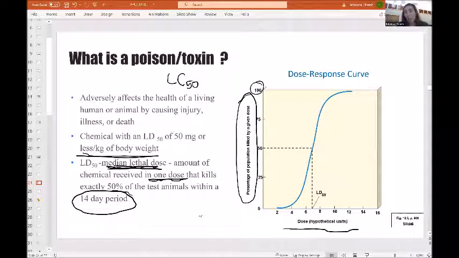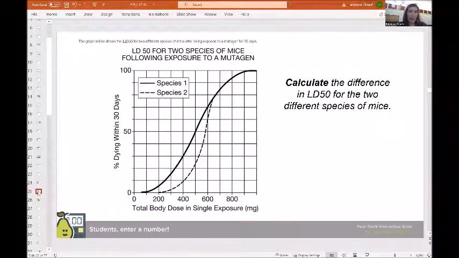What you're going to want to do is isolate on that curve what dose corresponds to this right here, this 50% mark. Let's take a look at an example with LD50. This was one example of a question on a practice test that shows you LD50 for two different species of mice after being exposed to a mutagen for 30 days. You had to calculate the difference in LD50 for the two different species of mice.